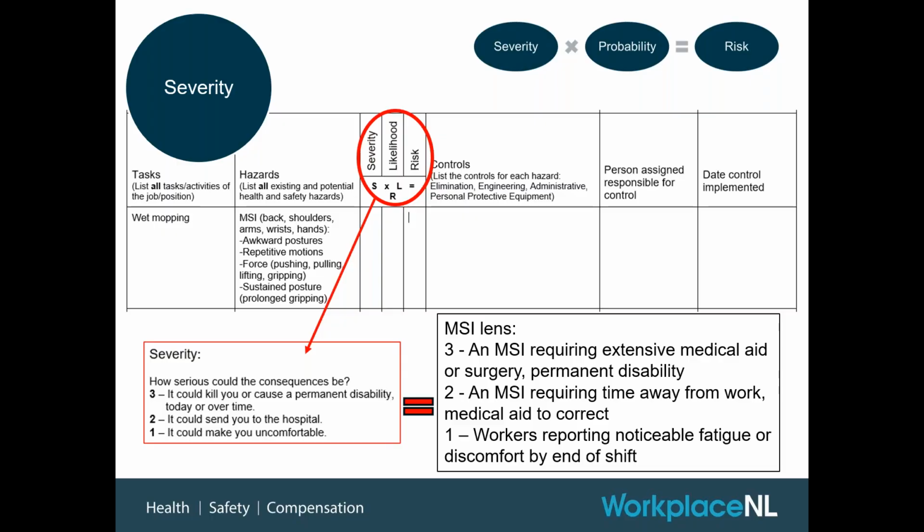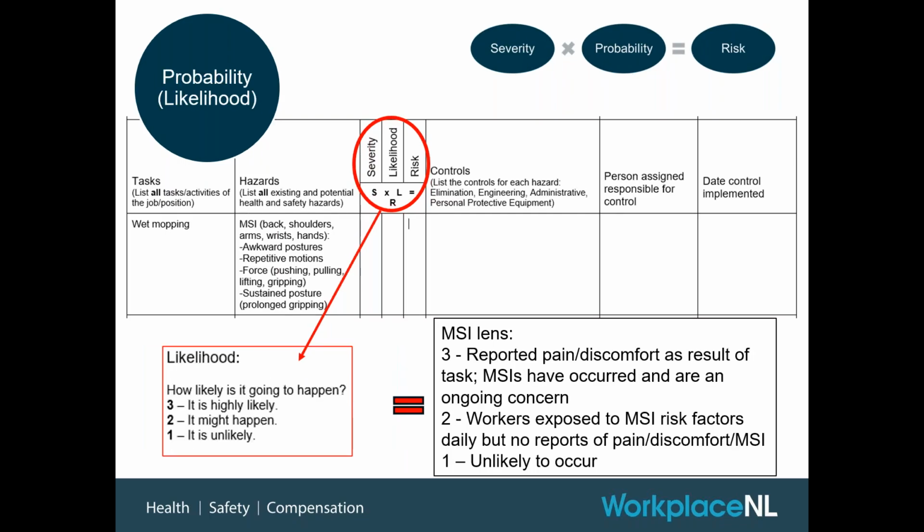I would rank that higher up the scale. That's a more serious type injury, and so we would call that a 3. When it comes to probability or likelihood, you might want to look at it like a 1 being unlikely to occur, 2 being workers are exposed to MSI risk factors daily, but there are no reports of pain or discomfort, or no MSI claims at this point in time.